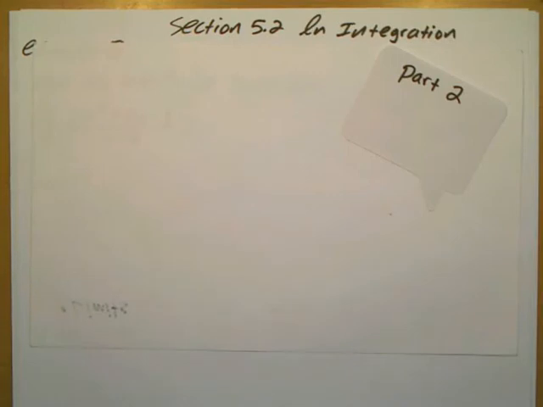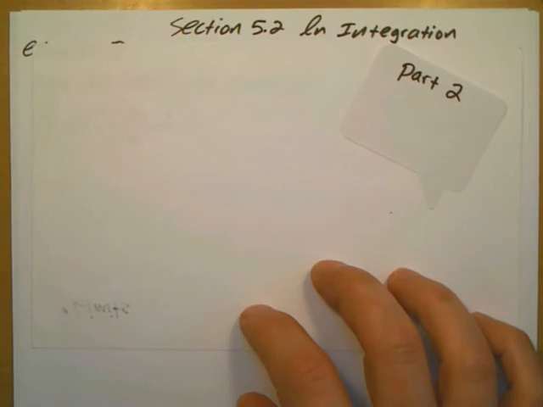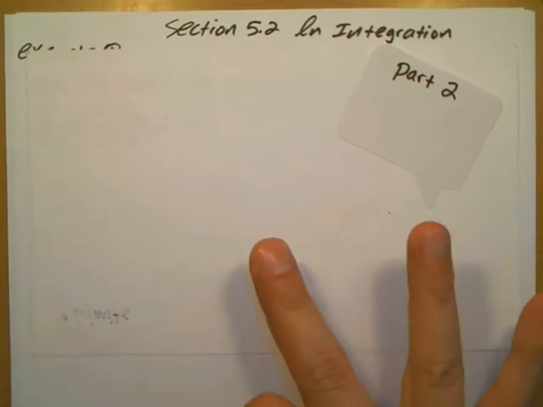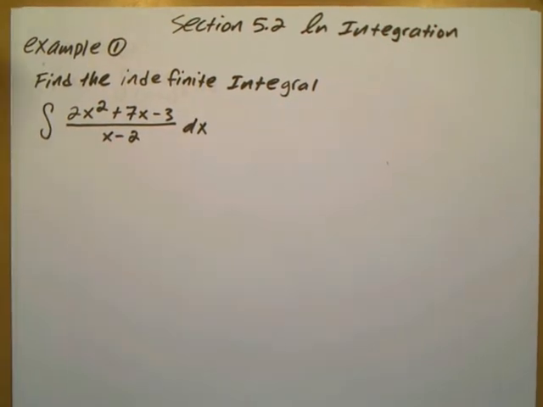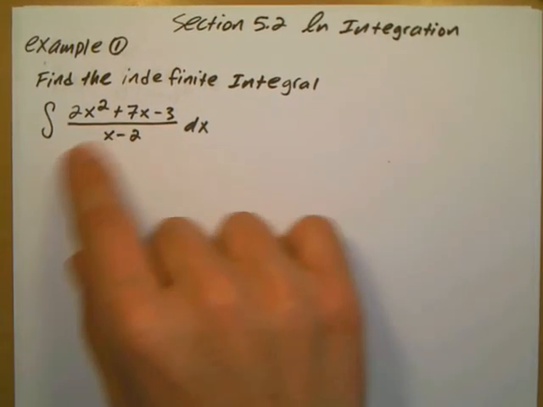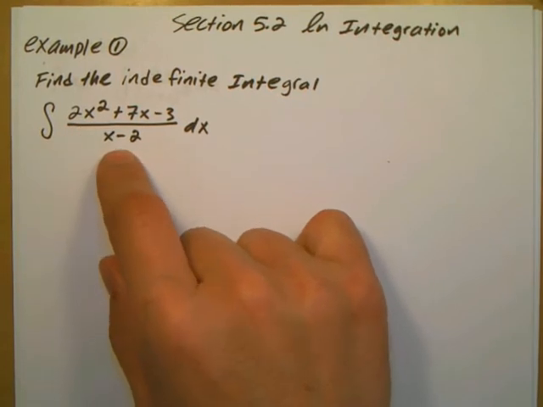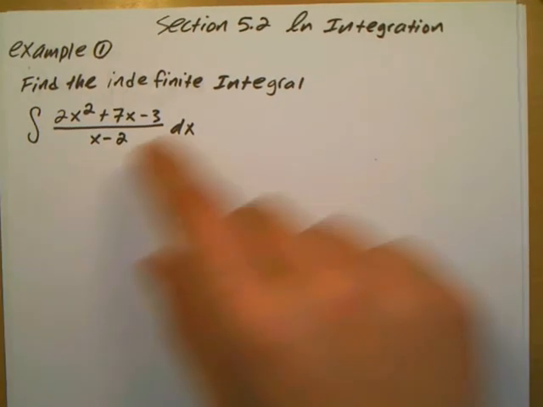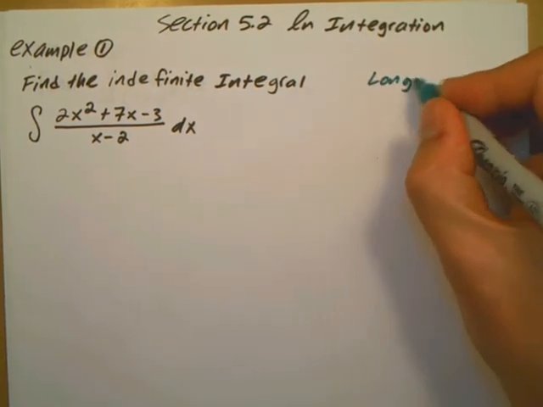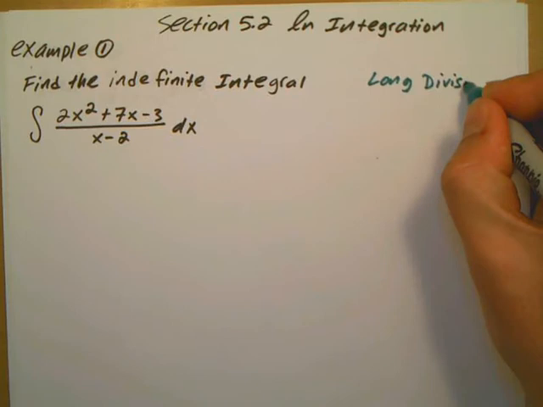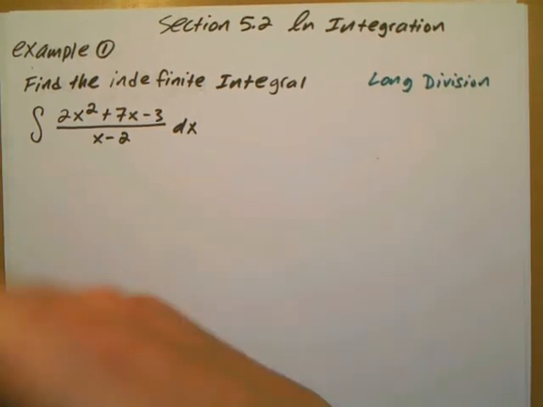So section 5.2, part 2, we're not going to go over any new integration rules, but we will learn 3 new techniques. The first one is whenever you have a problem where you have a bigger exponent in the numerator than you do in the denominator, you're going to use a long division to simplify this. So this first technique is going to be a long division. And you're going to use long division just to simplify the problem before you actually integrate.